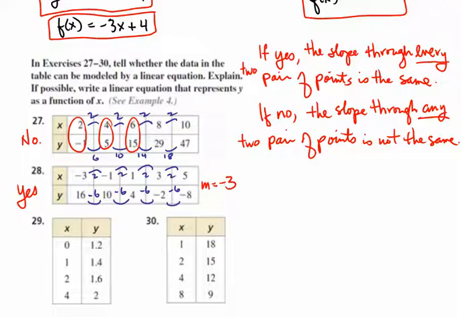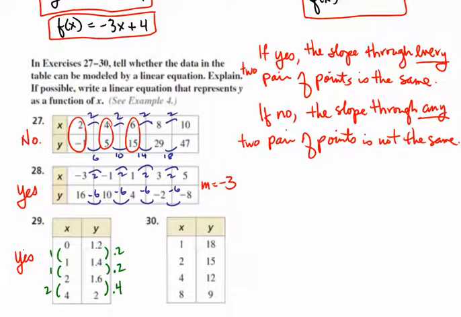Alright, so let's go on to another example. We go up by 1, we go up by 1, here we go up by 2. Now it doesn't necessarily mean that we have a problem just because it does that. When x goes up by 1, y is going up by 0.2. x goes up by 1, y goes up by 0.2. When x goes up by 2, y goes up by 0.4. But notice 0.2 over 1 is the same as 0.4 over 2, and so the slope between every two pair of points is the same.